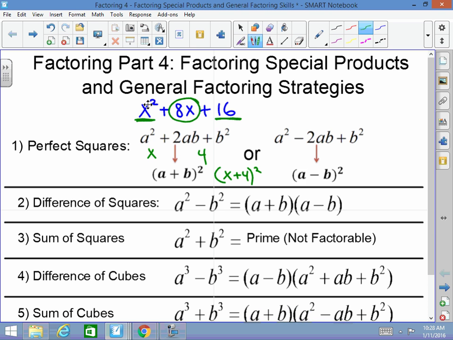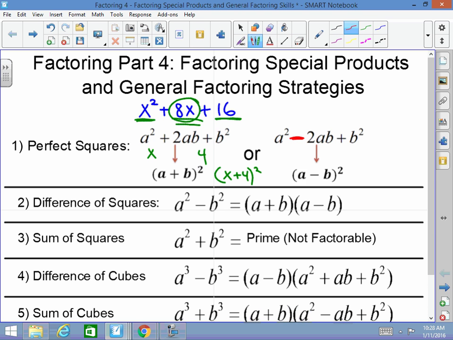So whenever you have a perfect square in the first term and in the last term, find the square root of the first and the last term. If you take those two square roots and multiply them by 2, if that equals the middle term, then you have a perfect square. If there's a minus in the middle, it works the same way.